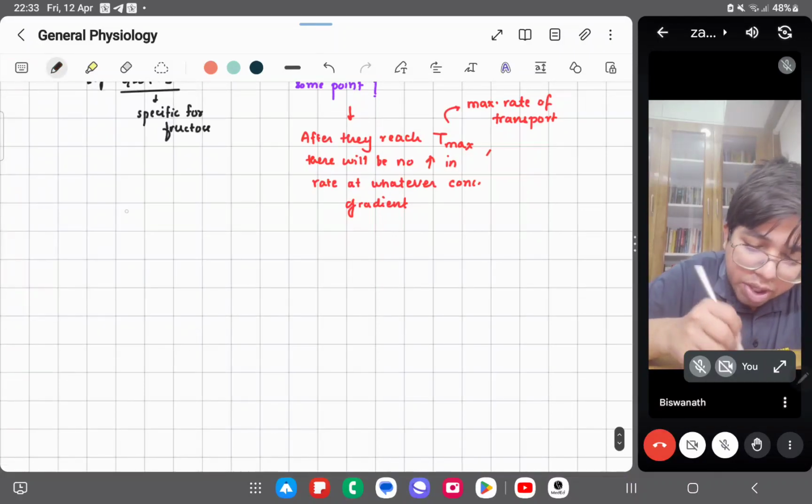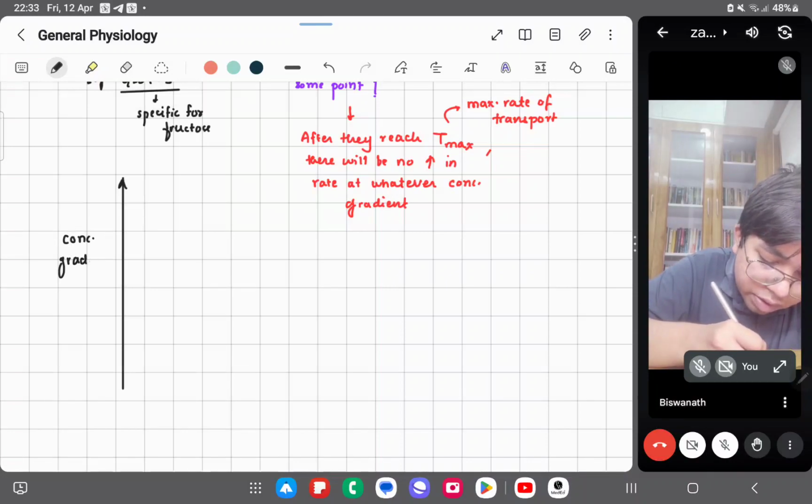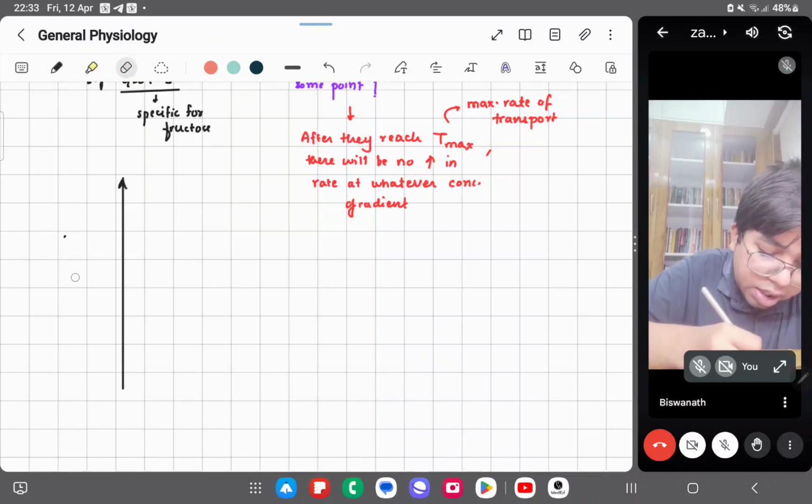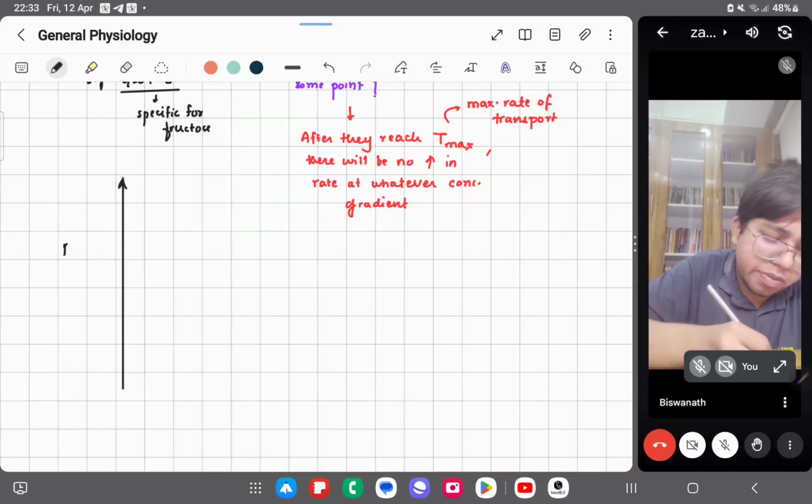So I was talking about a graph. Just plot the graph with me. Here you take the concentration gradient. Sorry, don't take the concentration gradient, you will get confused. Here you take the maximum rate of transport. You can just take the rate of uptake.